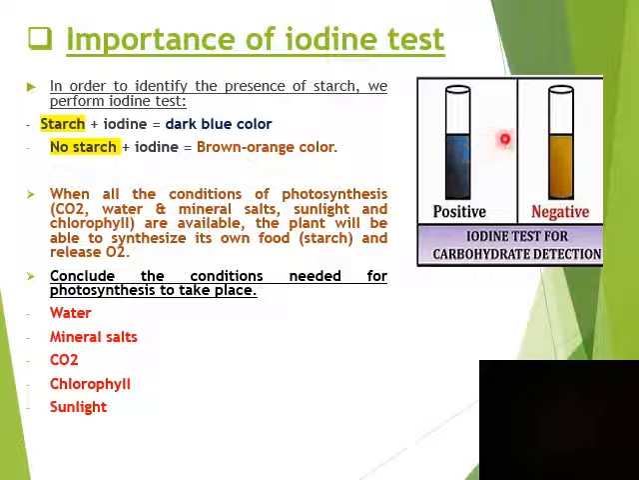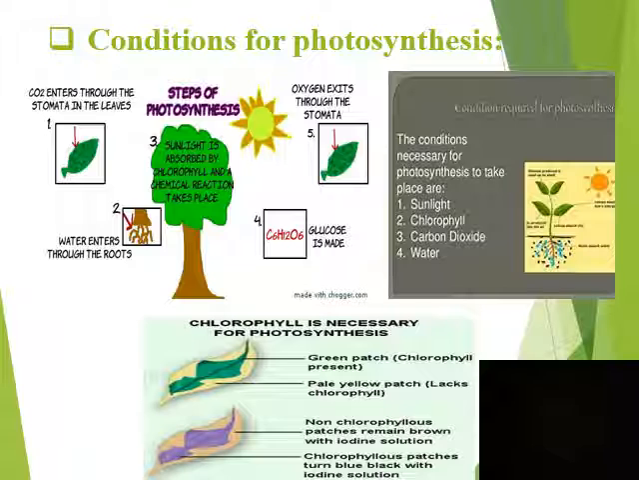Here is a figure. It is showing you a dark blue color, indicating a positive result. It means there is carbohydrate detection or starch presence. And if starch doesn't exist, it will give us a negative result, which is a brown orange color. Here is a simple diagram showing you the conditions needed for photosynthesis.